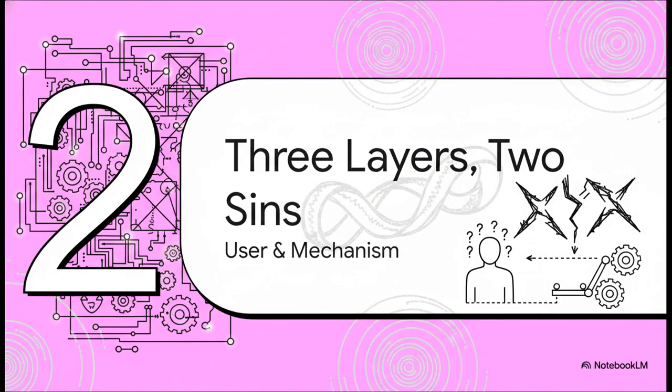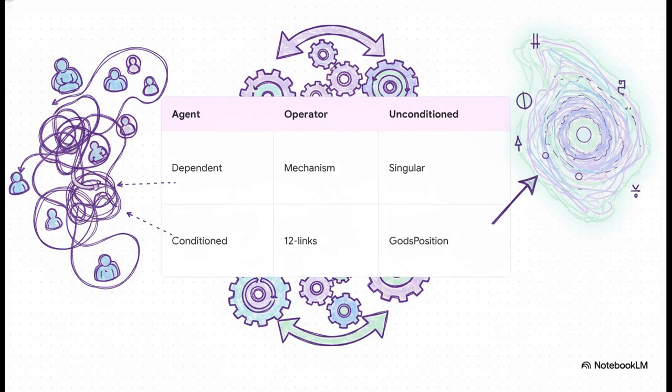Part 2. 3 layers, 2 sins, the user, and the mechanism. Now, to really understand this, we need to look at the underlying architecture of existence itself. The absolutely crucial point here is how this trichotomy flawlessly maps Pali-Buddhist terms right onto a formal structural absolute, and it does this entirely without smuggling in any sort of personal creator deity.